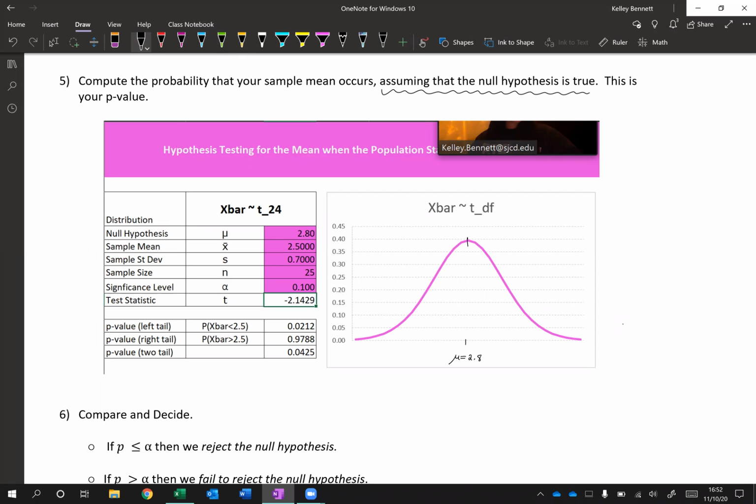Well, our sample mean is going to be here, 2.5. And you're probably wondering, how do I know where to put this? And the answer is, I'm a big fat cheater and I do these problems before I record my videos. So let's see, what does this test statistic tell me? How far away is X bar from mu? It's 2.1429 standard deviations to the left.